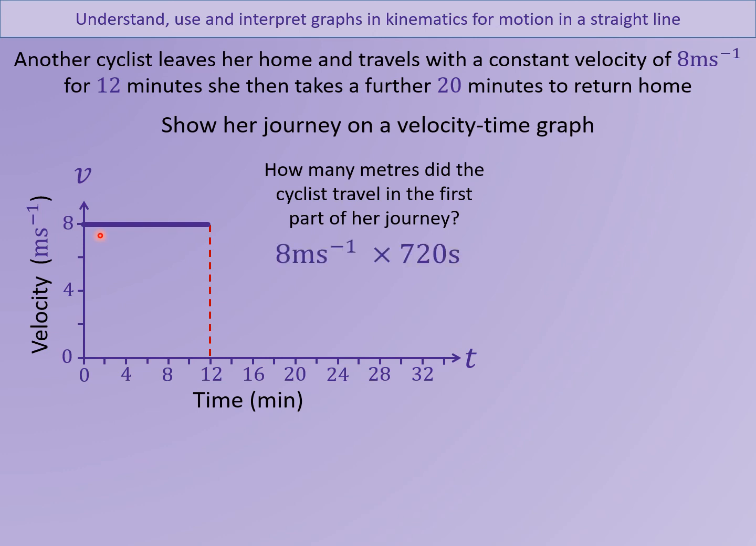For this, we can use the formula. This is speed multiplied by time, which will give us displacement. Notice that this is also the area underneath the section of the graph. It's just the height times the base of the graph. So we know that the cyclist travelled 5,760 metres in that time. This is the distance that they will travel home in order to return to the same point.